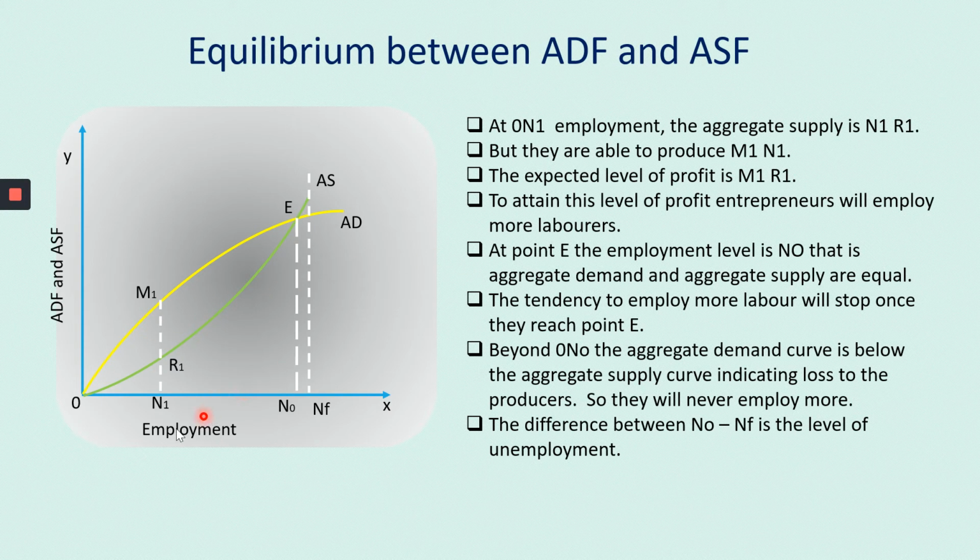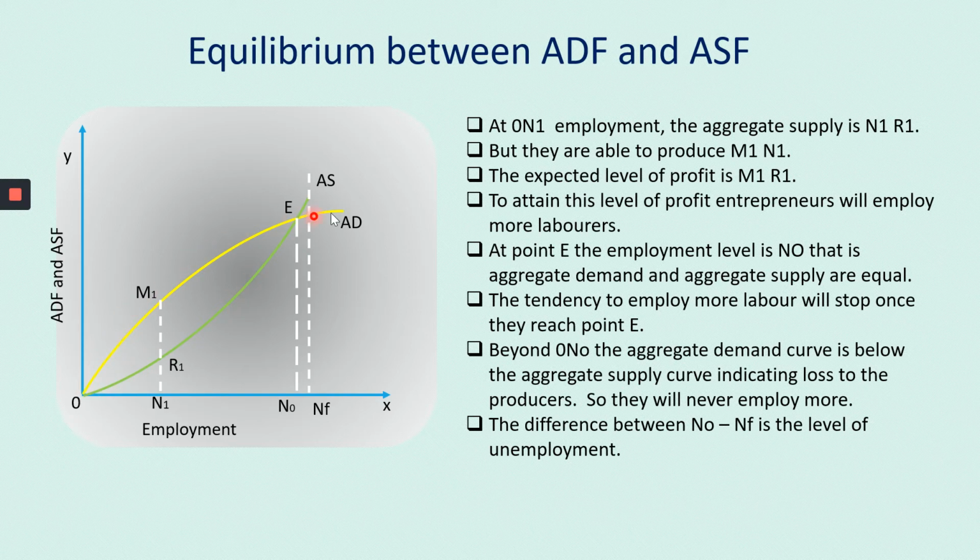Okay, so look at this diagram. On the employment axis you have three markings here, N1, N0 and NF. And this yellow color curve is called the AD, aggregate demand curve, and this green color curve is called the ASF curve, or the aggregate supply curve. Yellow is the aggregate demand curve and the green one is the aggregate supply curve.